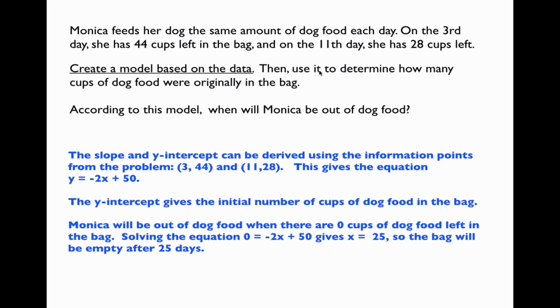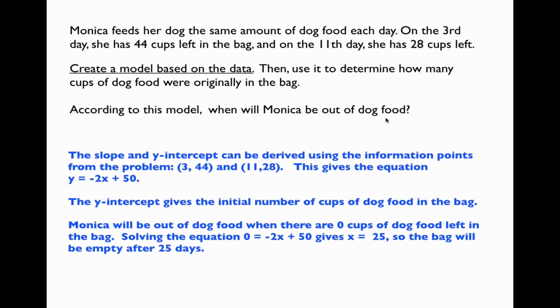All right, use the equation to determine how many cups of dog food were originally in the bag. Originally in the bag means what was the starting point or initial value of our model, and that would be 50. All right, the -2 is our slope, and the -2 tells us how many cups of dog food are being used per day.